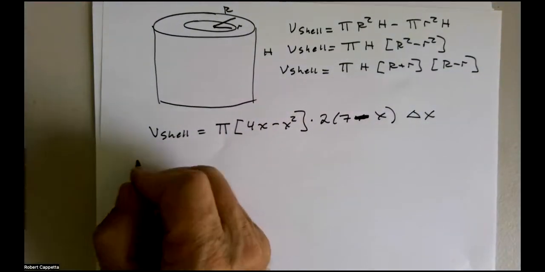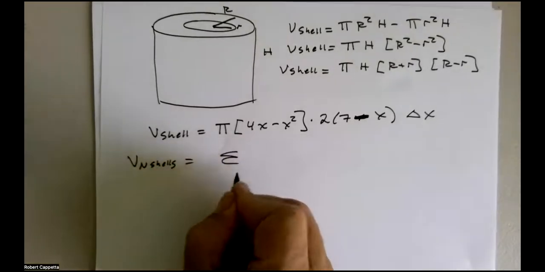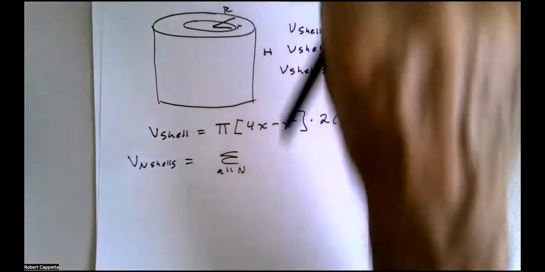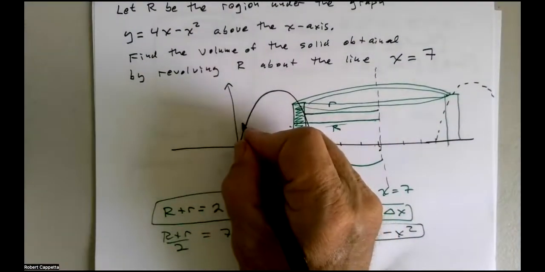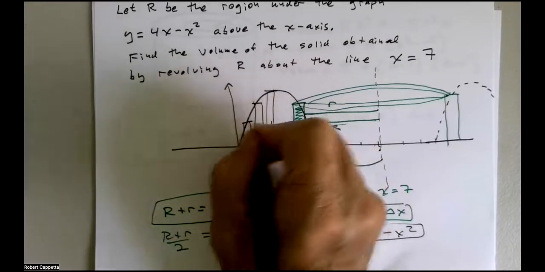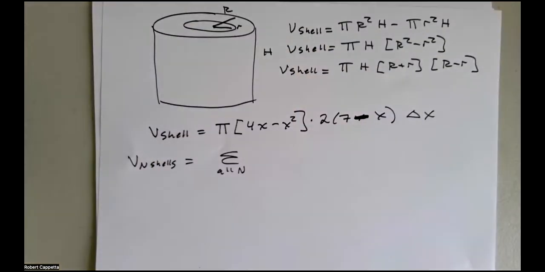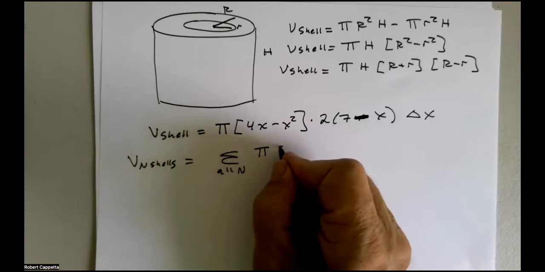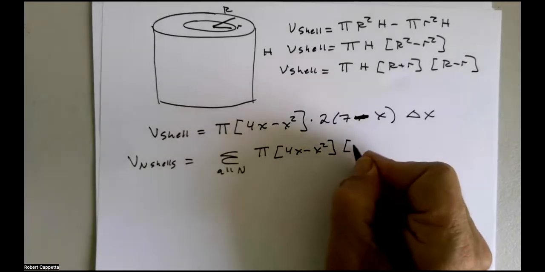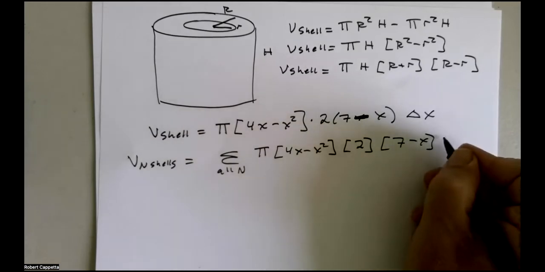Then I want the volume of n shells. That's the sum over all n of them. So how do you visualize that? We visualize making a bunch of these rectangles, right? Here's one, and here's one, and here's one. We get the idea. And we're going to have n of them layered all on top of each other. So all n shells would be pi times 4x minus x squared times 2 times 7 minus x delta x.